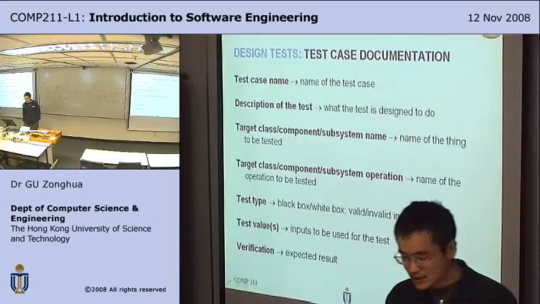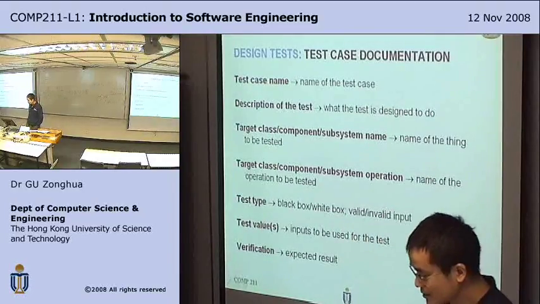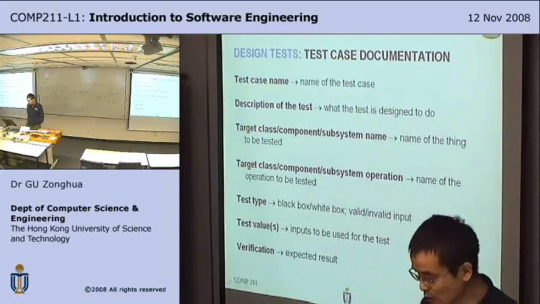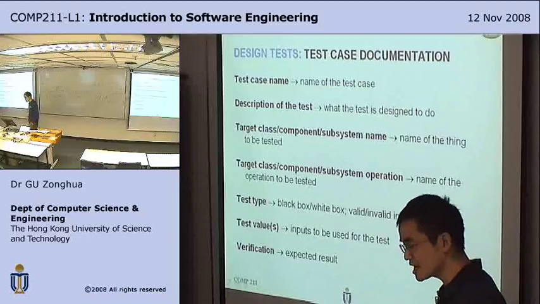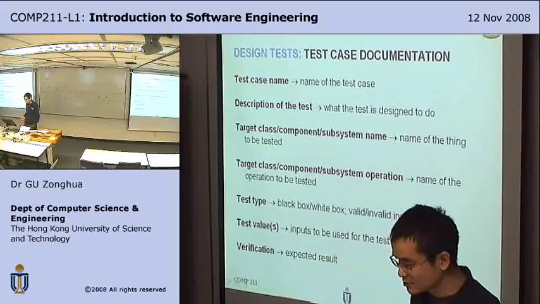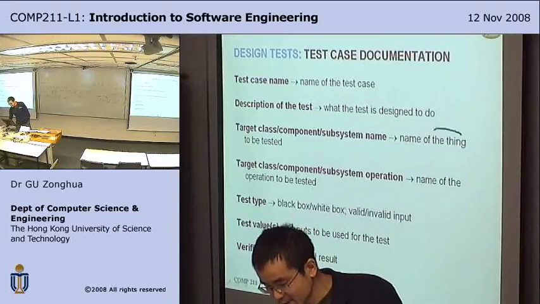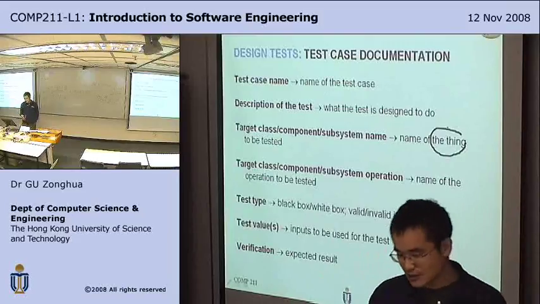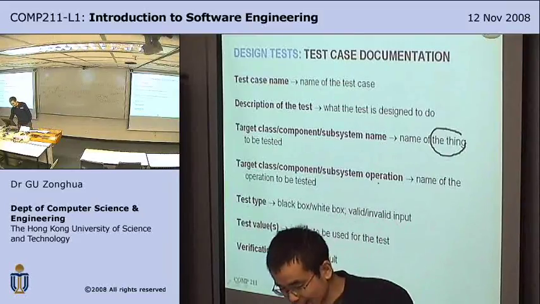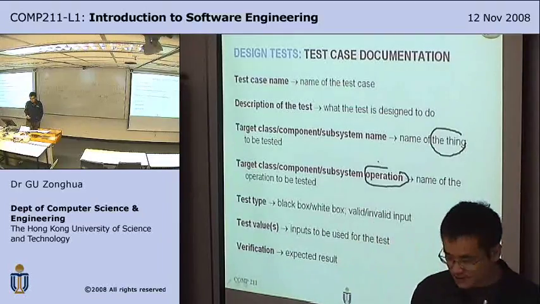Documentation of a test case includes the test case name, description, what the test is designed to do, and the target class, component, or subsystem name. The target of your test can be a class or a component or a larger subsystem. So, the name of the thing to be tested. The thing is a general term to refer to any class, component, or subsystem. Then the target operation: the name of the operation to be tested.